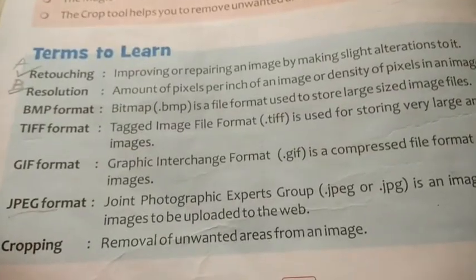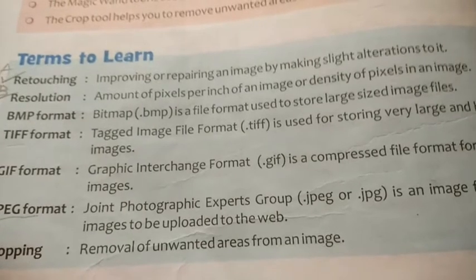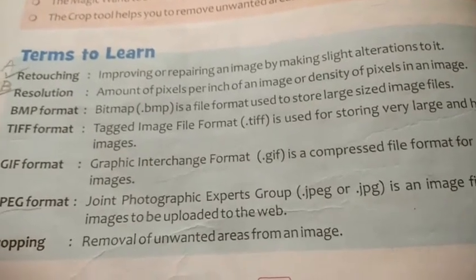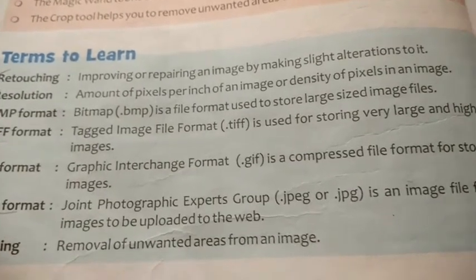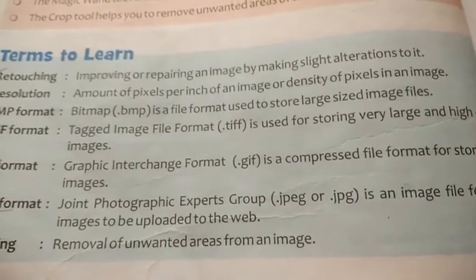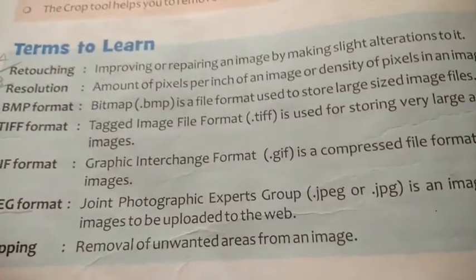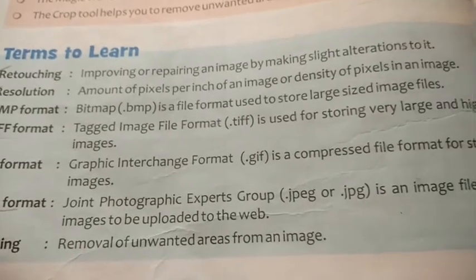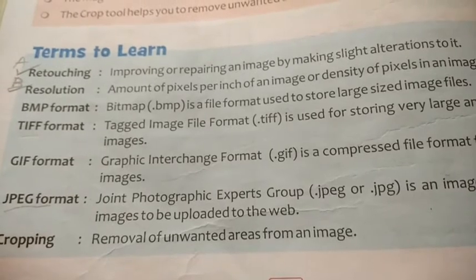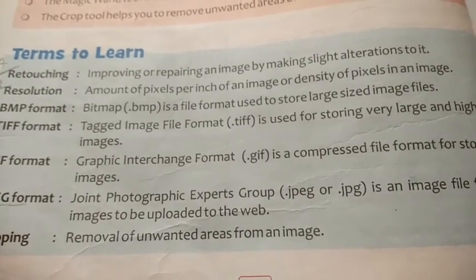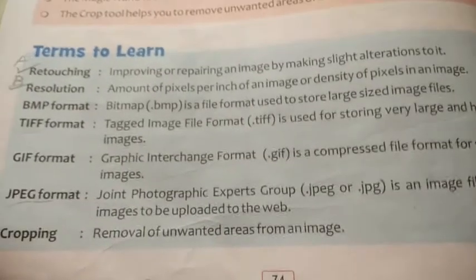Next, students, is terms to learn. First, retouching means improving or repairing an image by making slight alterations to it. Second, resolution means the amount of pixels per inch of an image, or the density of pixels in an image. Next, BMP format, bitmap, .bmp short extension, is a file format used to store large image files. Next, TIFF format, tagged image file format, .tiff, is used for storing very large and high quality images.